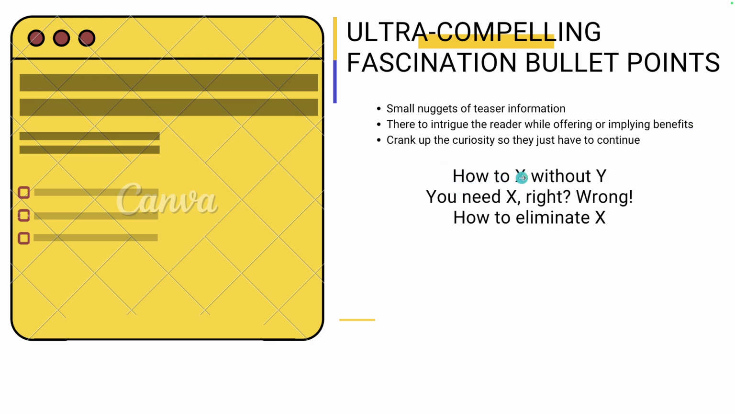So, how to get X without this. You need X right now. Wrong. How to eliminate X. So there are some examples you can use. You can go, look, how to get your pool demolished without worry. You need special contractors to remove all the concrete. That's wrong. We can do that all for you. And then eliminate all worry by letting us take hold of your pool and demolish it. Something like that. But basically, you need a headline, a subheadline, and points that really describe your offer.